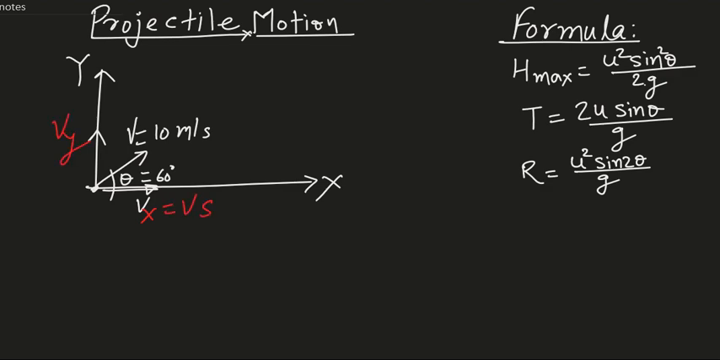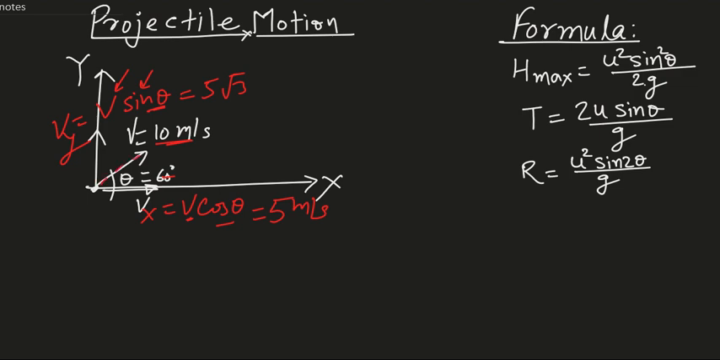Vx is simply v cos theta and Vy is simply v sin theta. So if we put v equal to 10 and theta equal to 60, then 10 into cos 60 is half, so this is 5 meters per second. Similarly, if I put the velocity and theta in the sine function, I get 5√3. Simple.